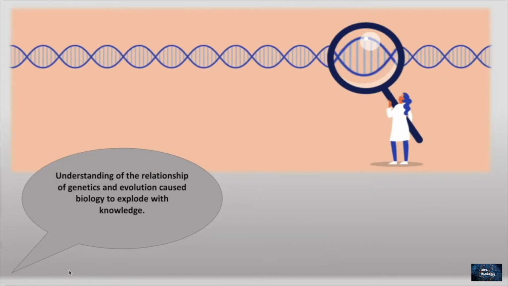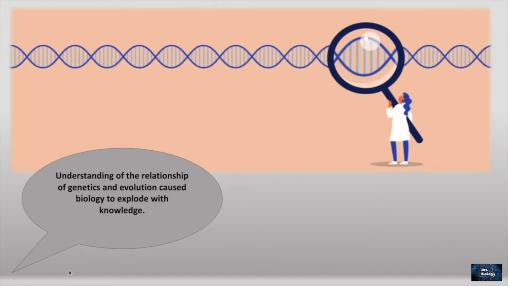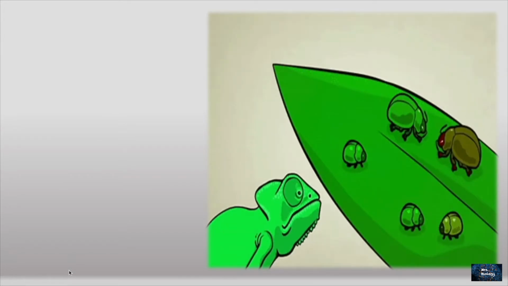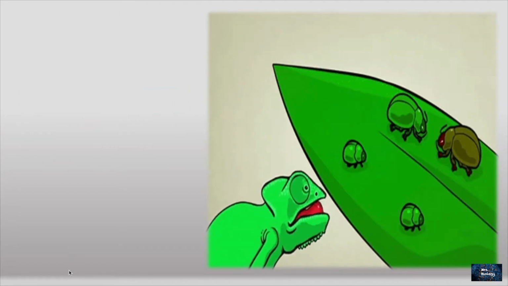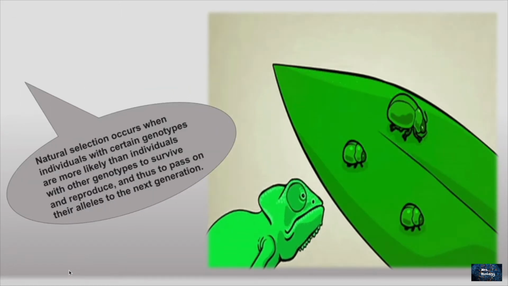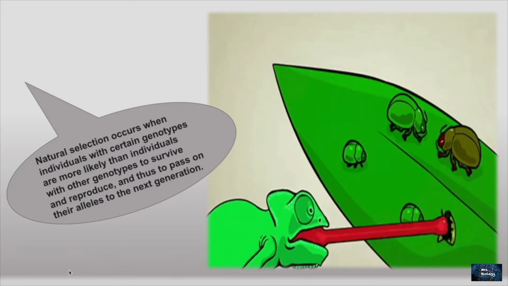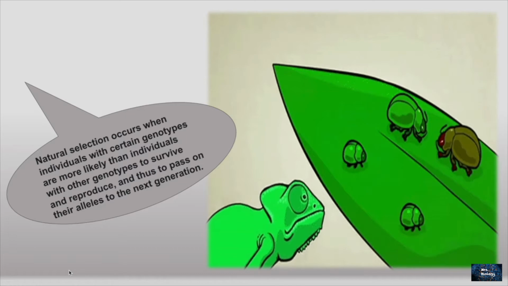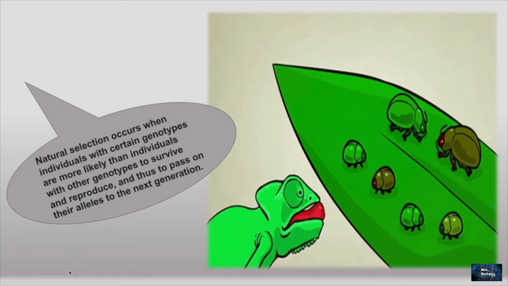Understanding of the relationship of genetics and evolution caused biology to explode with knowledge. Genetic changes that enhance survival and reproduction can be selected by environmental conditions. That means natural selection occurs when individuals with certain genotypes are more likely than individuals with other genotypes to survive and reproduce, and thus to pass on their alleles to the next generation.